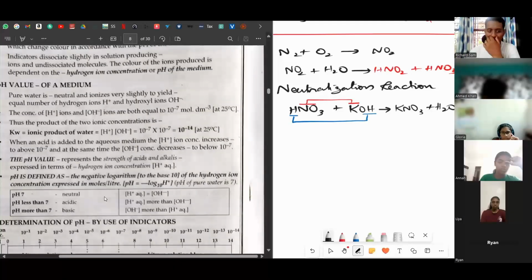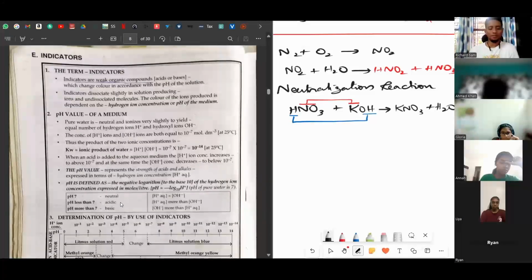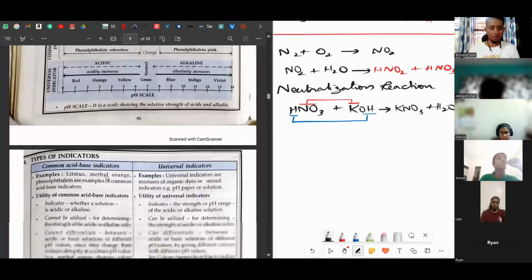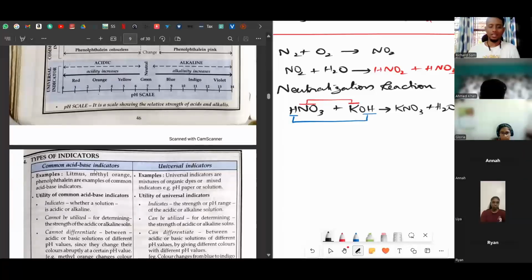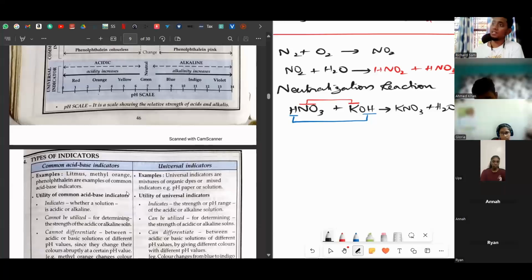Okay, so now to calculate the pH, you have indicators. There are two types of indicators that are there. One is the common acid-base indicator, and the other is the universal indicator. A common acid-base indicator will change color based on whether it's an acid or a base. It just has two colors, one color for acid and one color for base. You can only tell whether it's an acid or a base. That's all. A universal indicator will give you the different colors for different pH values.